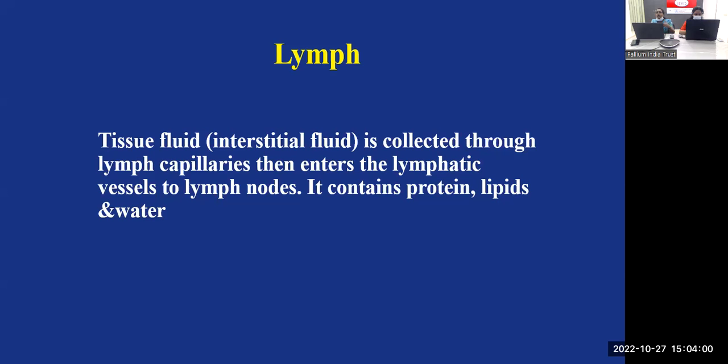The lymph flows to the subclavian vein, and definitely the subclavian vein is a part of the circulatory system. So that is how the lymph flows. Here we need to understand that lymph is a tissue fluid, an interstitial fluid, and that wherever the lymph is collected, the lymphatic capillaries absorb the fluid from the interstitial space.